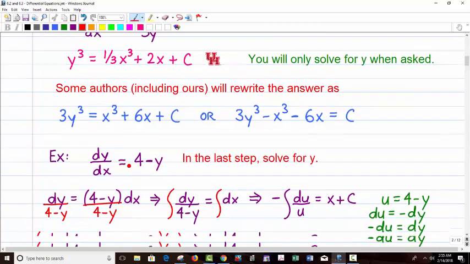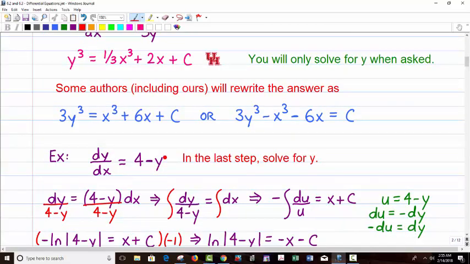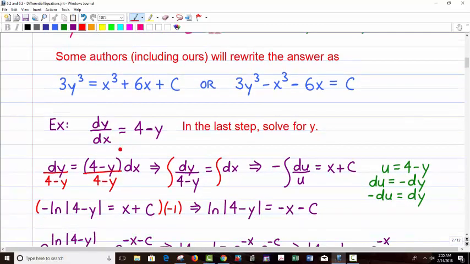So first thing I did, I moved the dx up and over there. I didn't show that step. But now I'm showing that you would have to divide both sides by 4 minus y. So now we do that. The 4 minus y on the right cancels, and we have dy over 4 minus y equals dx. Okay, that means the variables are separated. The y's are on one side, the x's are on the other. Now you integrate this. Obviously the right side's easy. It's just the antiderivative of dx, which equals x.